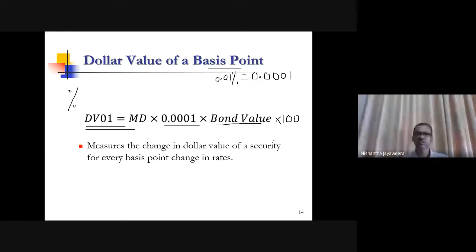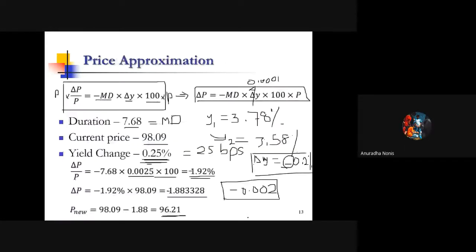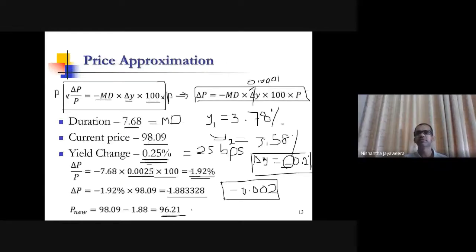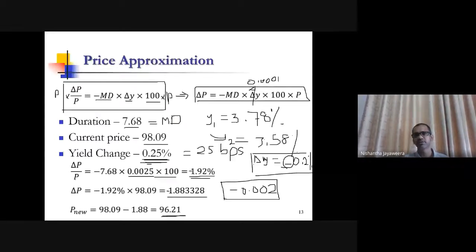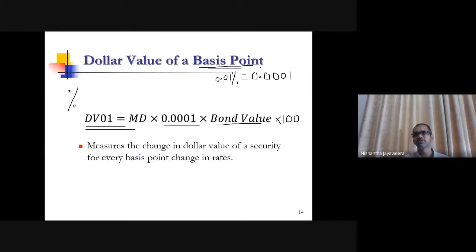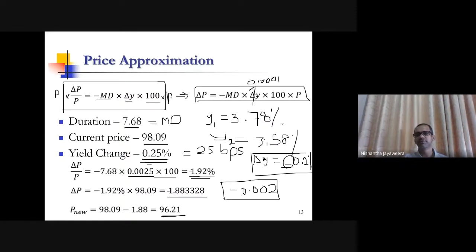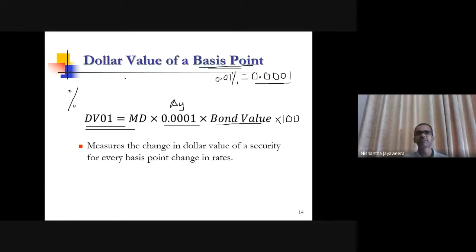What is the reason for using 0.0001 here? That's for the change in yield. This is the change in yield. That's the other one, the DV01 calculation. That's the definition of the dollar value of a basis point. What is a basis point? 0.0001. That's what we use. This is the change in yield. The same equation, we specify the change in yield, make it constant, and see what would be the change, and it's given a specific name called dollar value of a basis point.